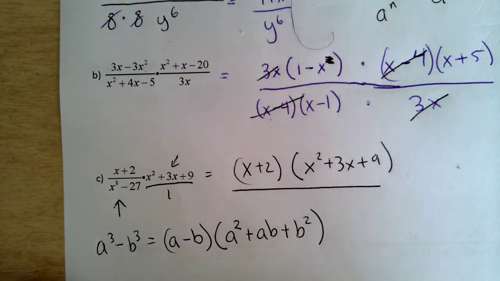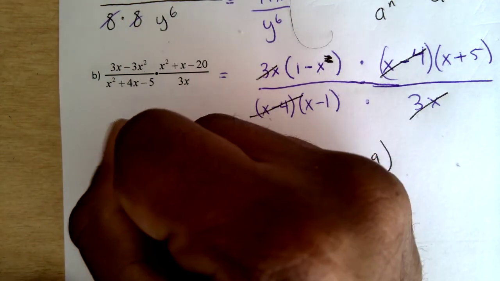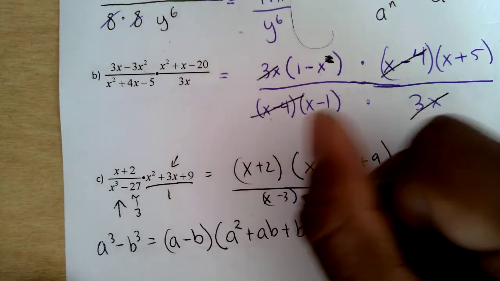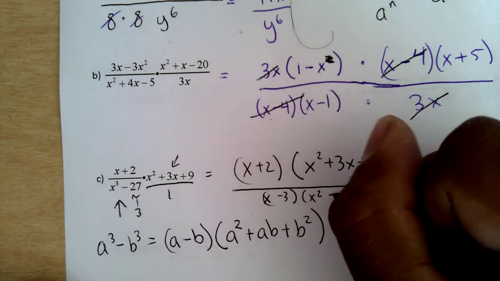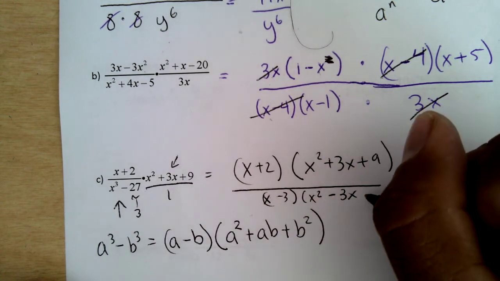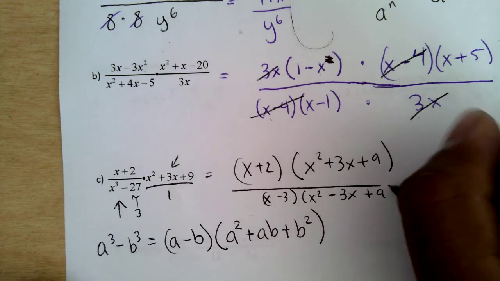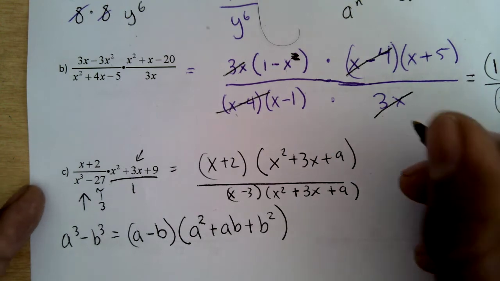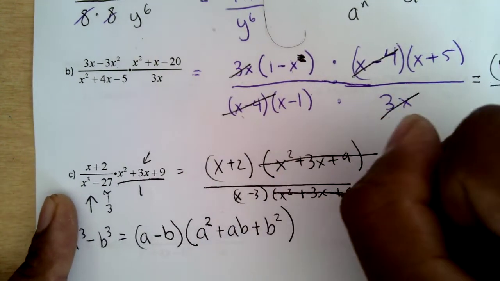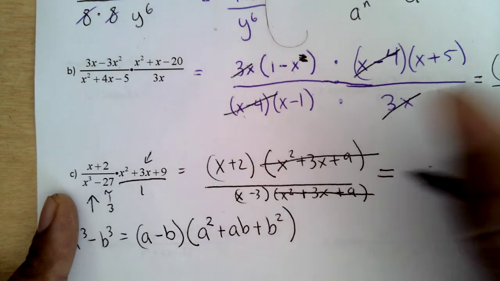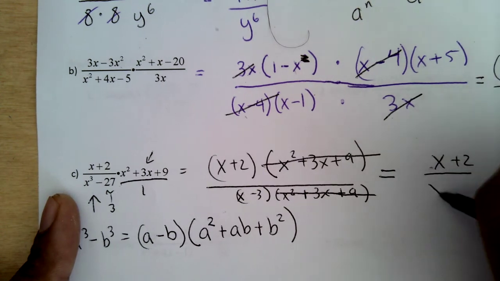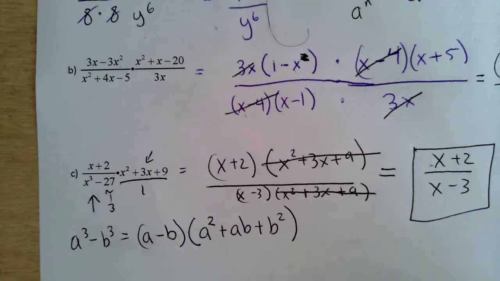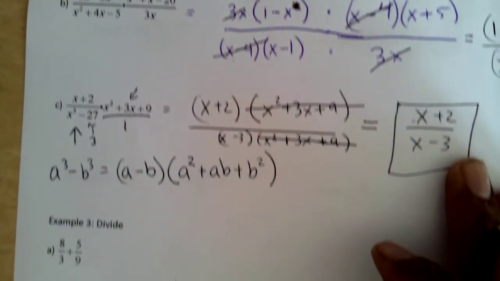So that formula says this. Here's the difference of 2 cubes, and now our b in this case is 3. So we're going to have x minus 3 times x squared plus 3x plus 9. I'm sorry, this is a plus right here. And whoa, look at that. How convenient. We have common factors now. So we have x plus 2 over x minus 3.